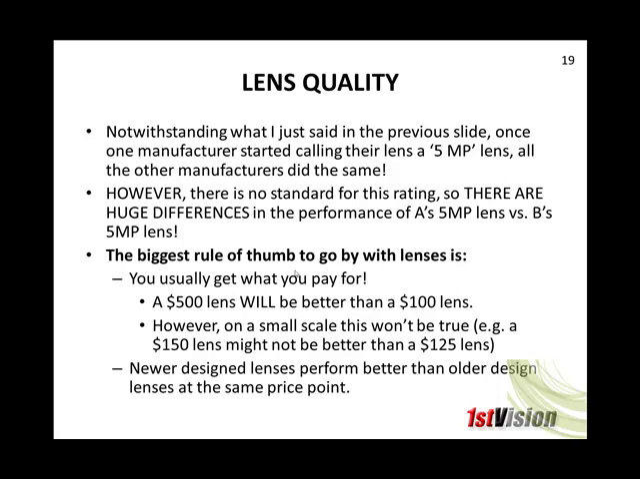A $500 lens will be better than a $100 lens. However, on the smaller scale, this always won't be true. For instance, a $150 lens might not be performing better than a $125 lens. Also, newer designed lenses perform better than older designed lenses at roughly the same price point. So if you're looking at a $150 lens and one was designed in 1995 and the other was designed in 2011, typically the one designed most recently is going to perform a lot better.